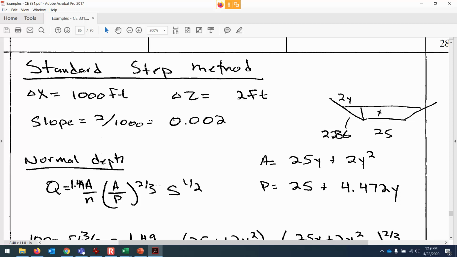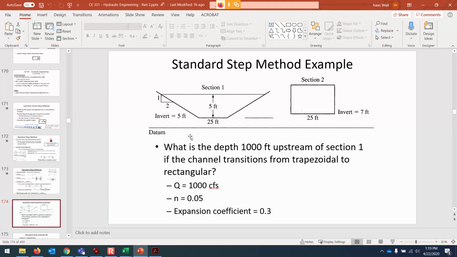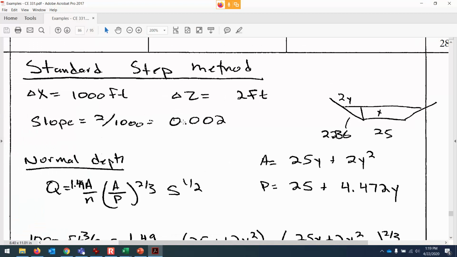The horizontal distance between the two locations is 1,000 feet, and the elevation difference is 2 feet, which comes from the invert of 5 versus the invert of 7. So the channel slope is 0.002. The normal depth we get from Manning's equation, and here's the geometry of our trapezoidal section.